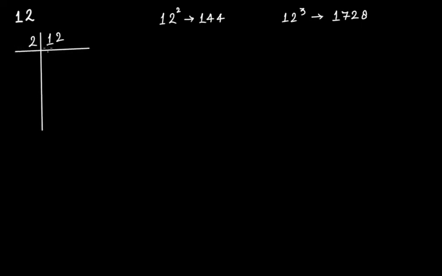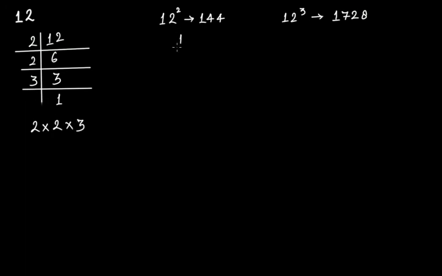So 12 squared, that is the square number of 12, is 144. And 12 cubed, that is the cube number of 12, is 1728, right? Let's find the prime factorization of 12. So 2 here, then you have 6, then 3, and then 3. The prime factorization of 12 is 2 multiplied by 2 multiplied by 3.